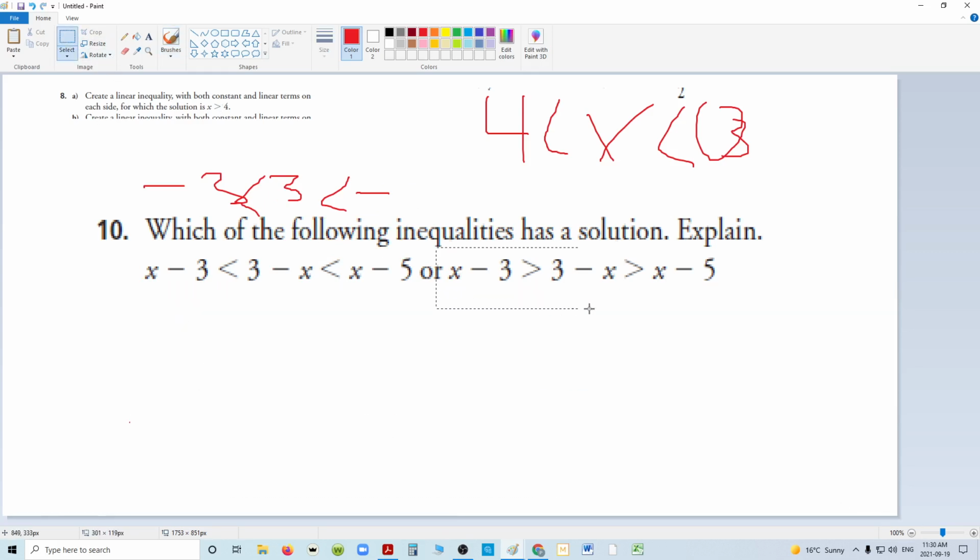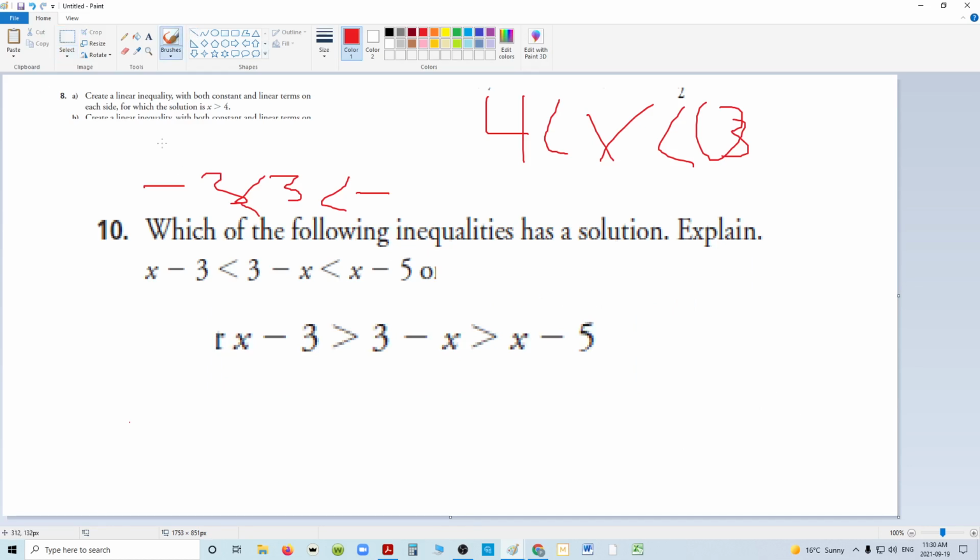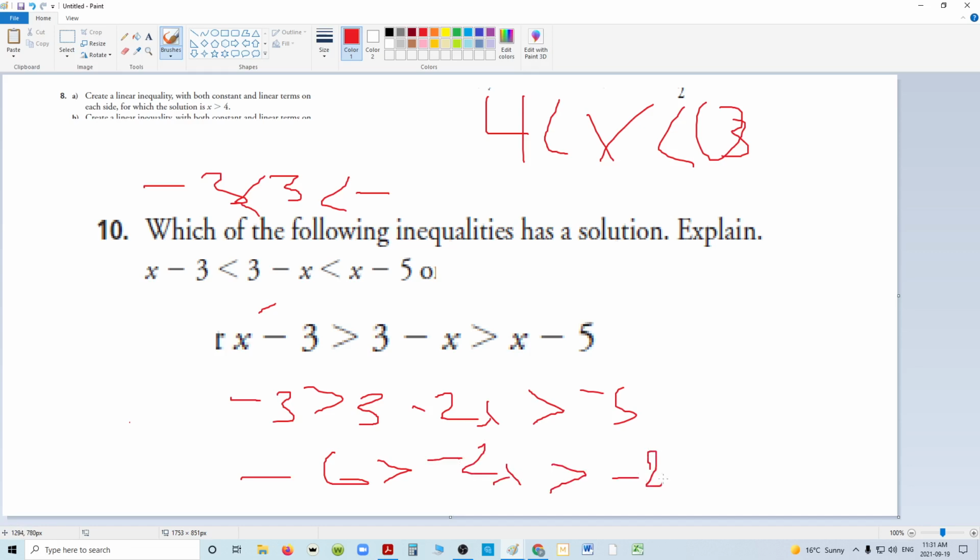What about this one? This one looks the same, doesn't it? Except that the symbols are changed, which could have an impact. So I'm going to subtract x from everything again, and I get minus 3 is bigger than 3 minus 2x, which is bigger than minus 5. I'm going to subtract 3 from everything. I get minus 6 is bigger than minus 2x is bigger than minus 8. I'm going to divide by minus 2, and I get 3 is smaller than x is smaller than 4.